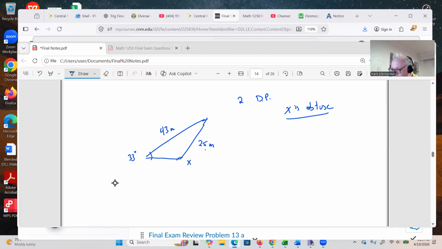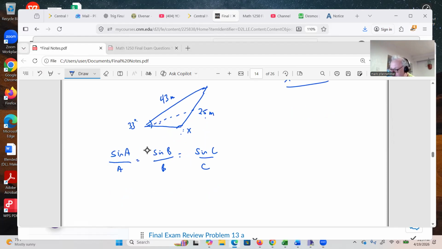Remember, the law of sines is sine of A over A is equal to sine of B over B is equal to sine of C over C. We're only going to need two of these. The important thing to remember is that the angle and the opposite side are the ones we're relating. So the angle A is 33 degrees, the side A is 25 meters. The angle is X, so sine X is related to the side 43 meters.